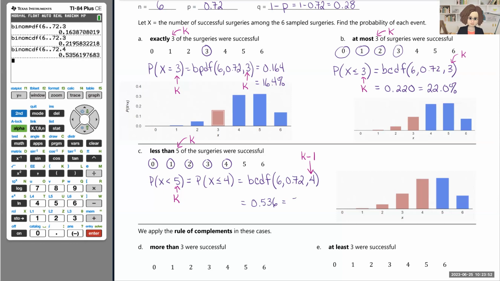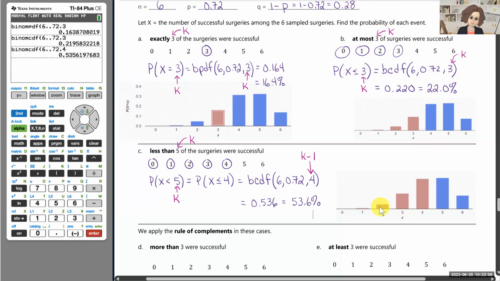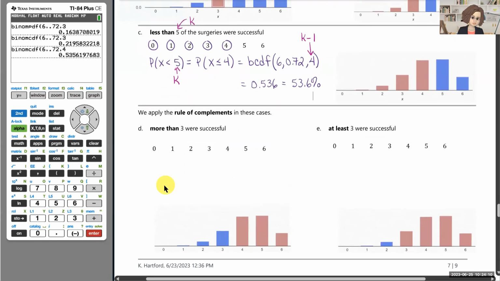All right, so there's a 53.6% chance that less than 5 surgeries were successful. So those bars right there. All right, so that's how we handle less than. And then we've got 2 more cases here. Now, the last 2 cases both require the rule of complements.